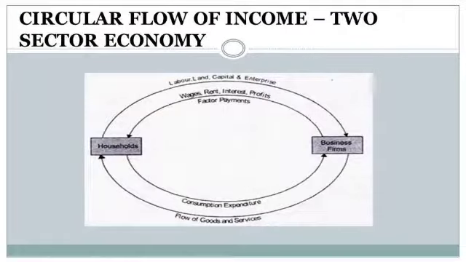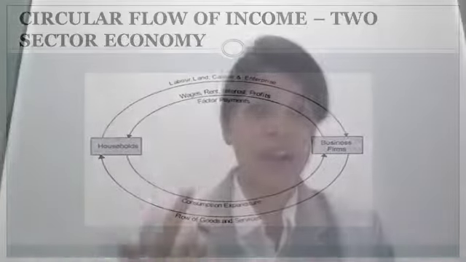Now, these two sectors, the households and the business firms, were linked to each other using factor payments. In short, from the households, the people used to give the business firms labor, land, capital and enterprise. So, labor in terms of manpower, land in terms of a space to run their organization, capital was investments, and enterprise was basic businesses which the household people would start.